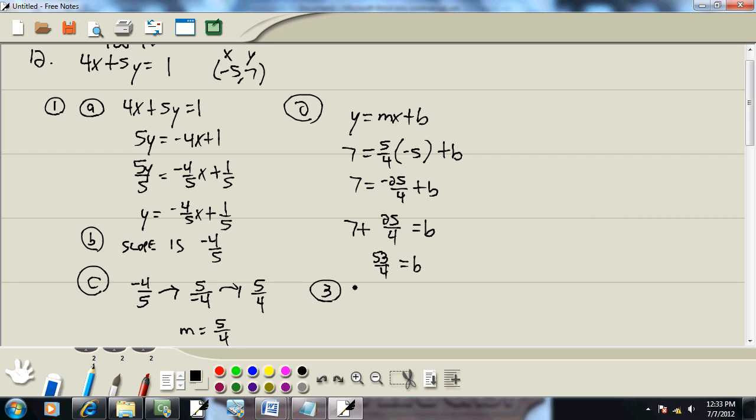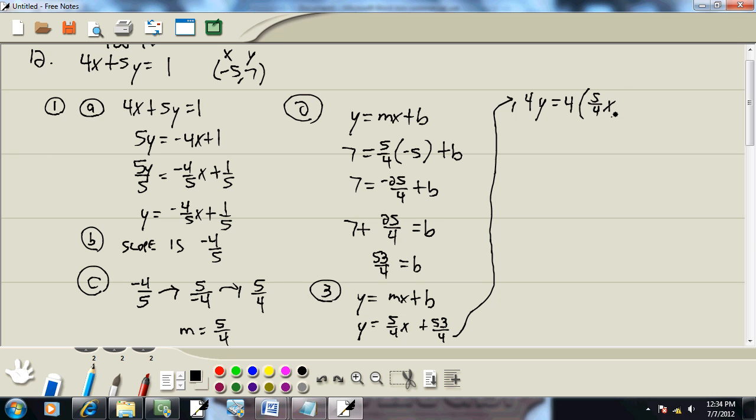Now step 3 was to actually write our answer. Typically, this is the form we're happy with: y is equal to mx plus b. M we just found was 5/4, and b was 53/4. That's the slope-intercept form. They want it in standard form. Standard form means no fractions. So we're going to multiply everything by 4 to get rid of the fractions. You multiply everything by the LCM of all your denominators. So that gives us 4y is equal to 5x plus 53.